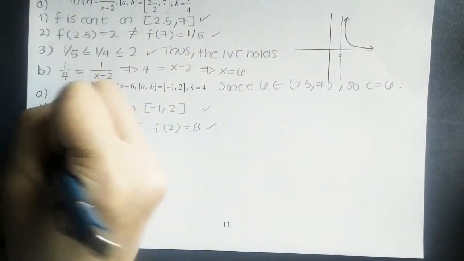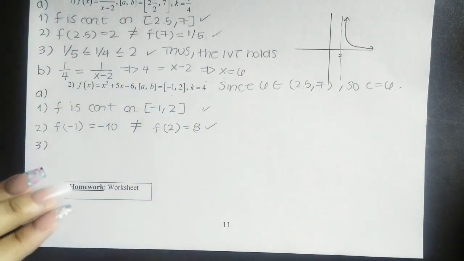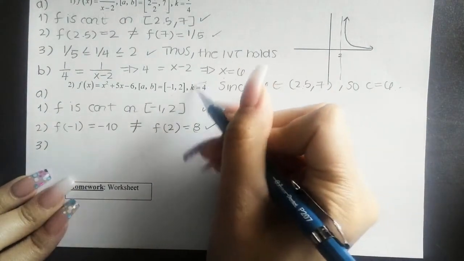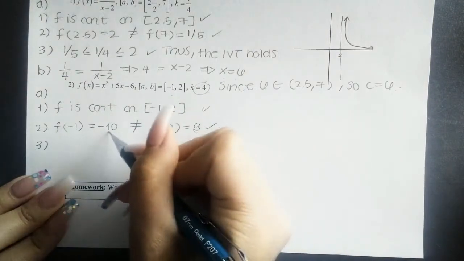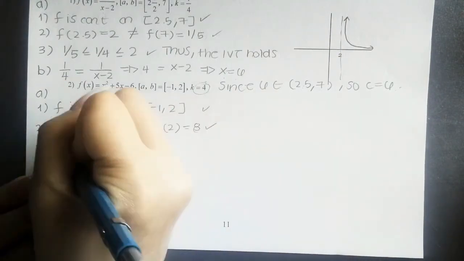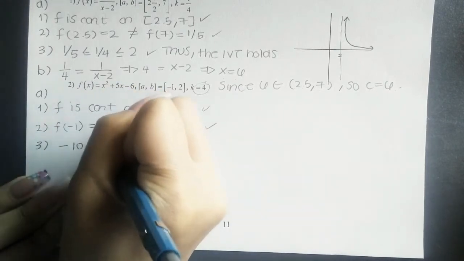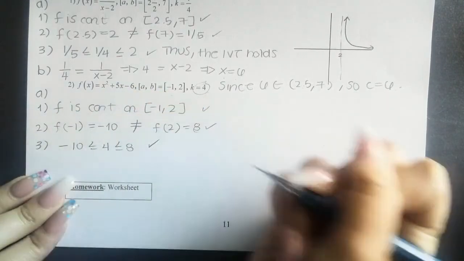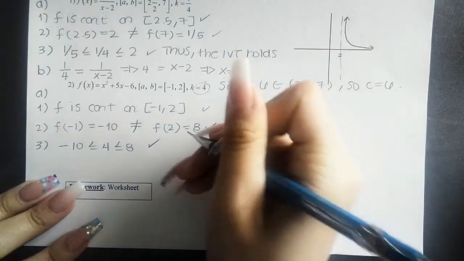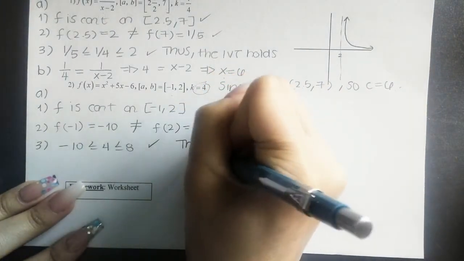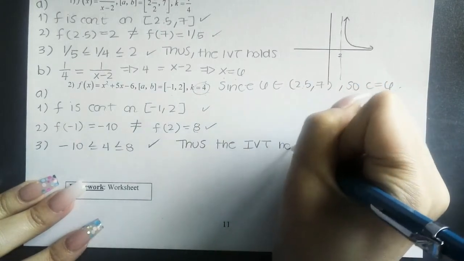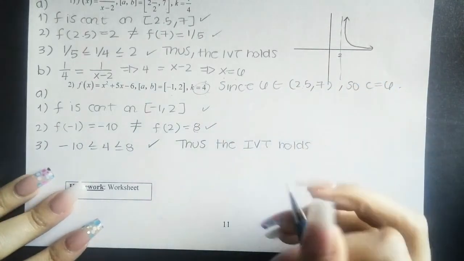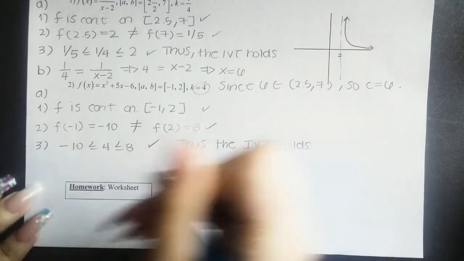Now the third condition that you have is, what was it? If the value of k is in between what? -10 and 8. Of course it is. So you know that this is completely true. Check. So what are you going to do? Does the IVT hold?